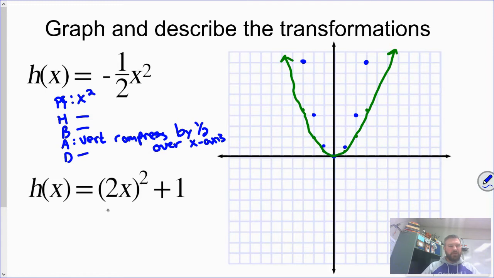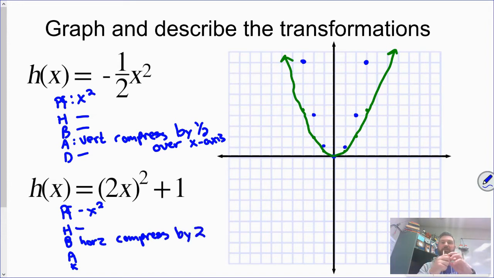With this h of x, our parent function is still x squared. Now I do have parentheses here, so I will have an h or b. There is no h because there's no plus or minus. B, this is a horizontal compress by 2. Because inside of the parentheses, it does the opposite of what you think it does. So normally we would say a 2 stretches it, but since it's inside the parentheses, this 2 is actually going to shrink it left and right. There is no a out here, and then k is a plus 1, so we're going to move it up 1.